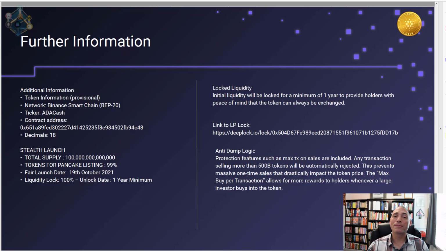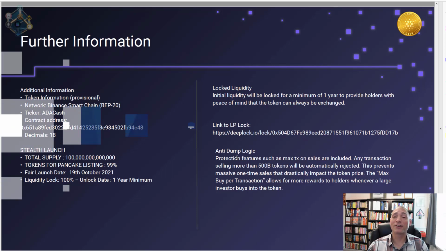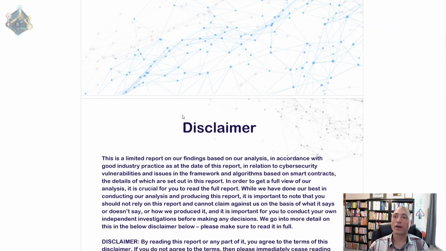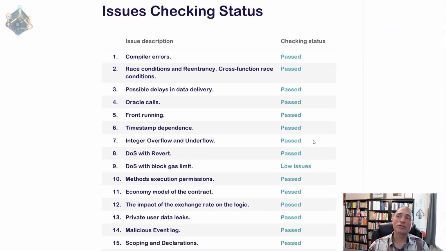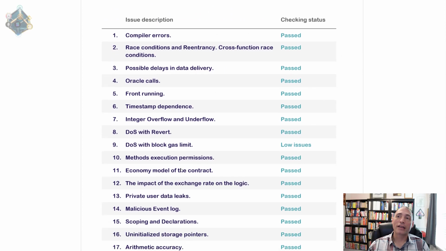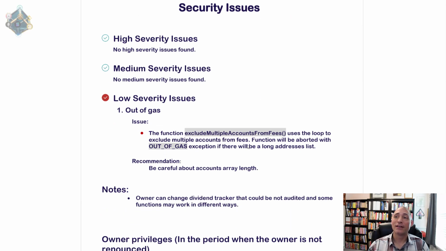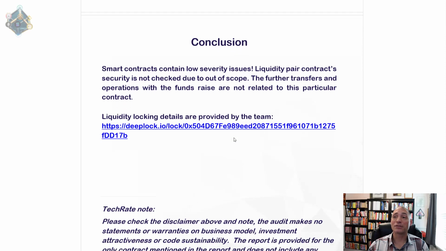Now let's go ahead and jump on their security audit, because this one does have a security audit. So TechRate did their audit and they only found one issue. So we'll go ahead and take a look at that issue quick. So for issues, you can see that they had a block gas limit, and it was a low issue. It's a very minor thing. Out of gas. Basically, the addresses can't be a certain length or they'll run into out of gas issues. And that's it. That was the only problem.